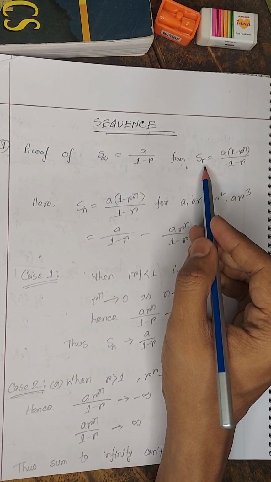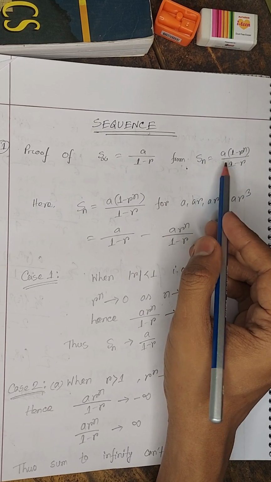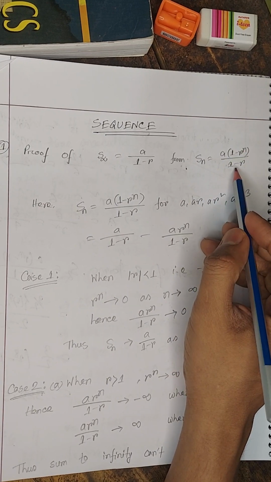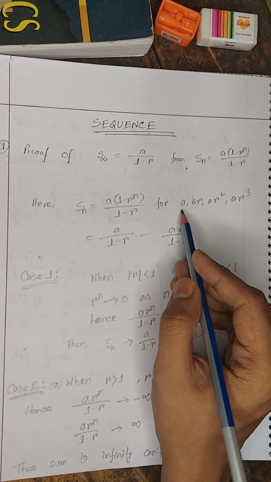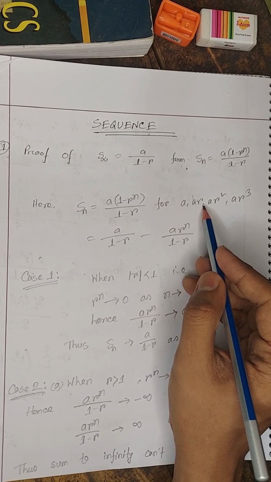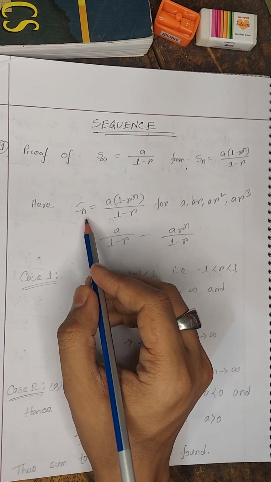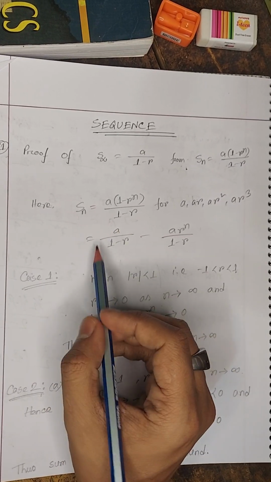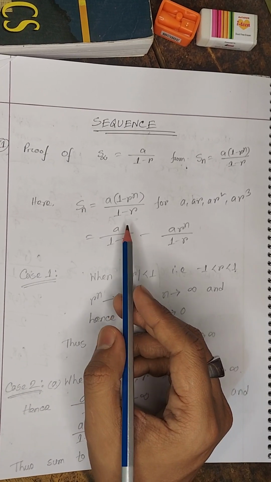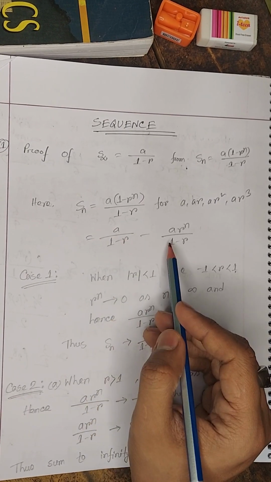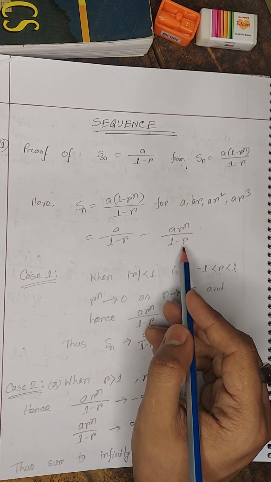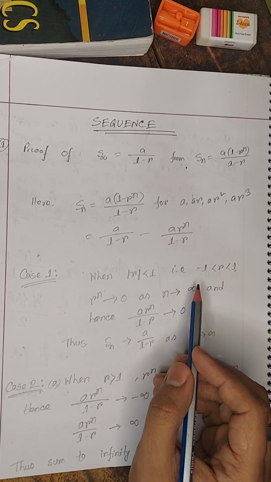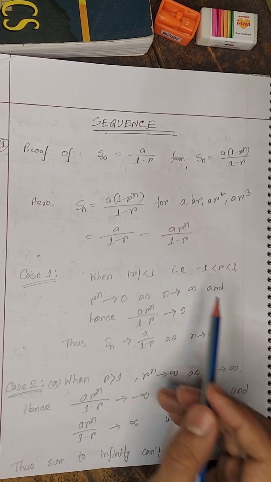From this expression, the sum of n terms of the series is a times 1 minus r^n divided by 1 minus r. We know that for this sequence a, ar, ar square and ar cube, the sum of n terms is this expression. We can write this expression this way: a divided by 1 minus r minus ar to the power n divided by 1 minus r. So for this expression, three cases will arise depending on the value of r.